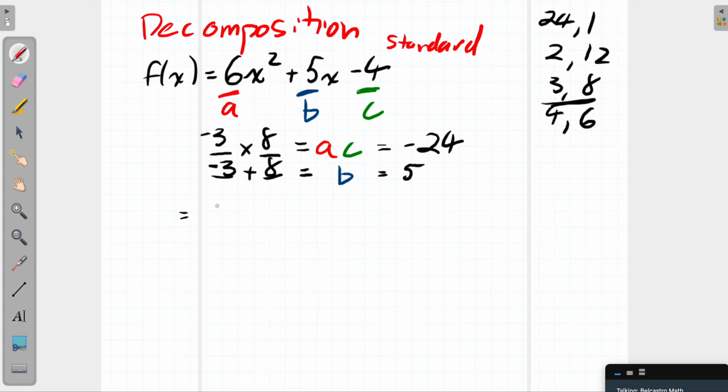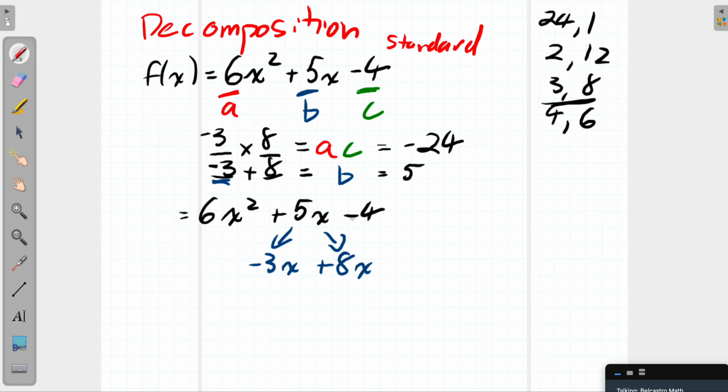Once we have those two values, I'm going to rewrite the original. We're going to decompose the B term in this case. So we're going to split it into the -3x and +8x. The rest of the equation is going to stay the same, 6x squared and -4. Now what we do is we factor by grouping.